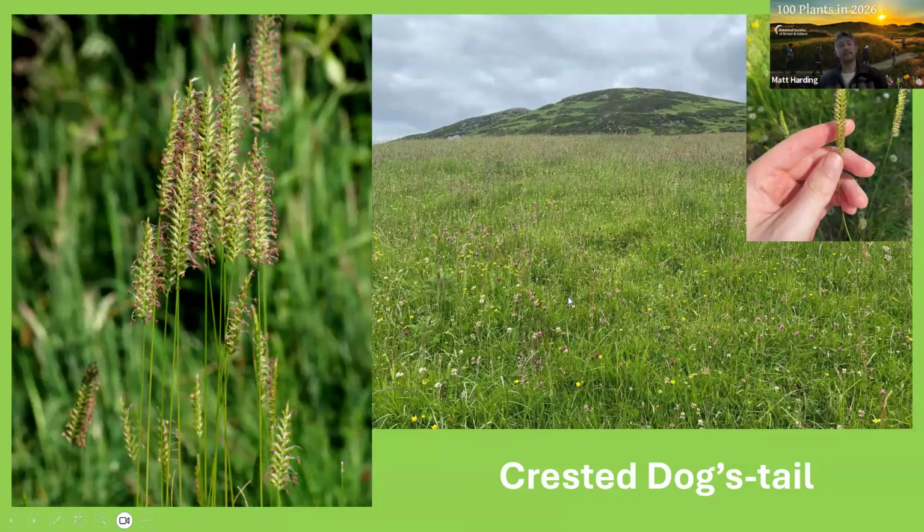But yeah, so this crested dog's tail is a very common grass in meadows, hay meadows. And it also gets seeded in semi-improved grassland, where the farmers, the landowners, are trying to improve the grazing for their livestock. So you'll definitely come across this one, and it is easy to spot when you see its flowers.